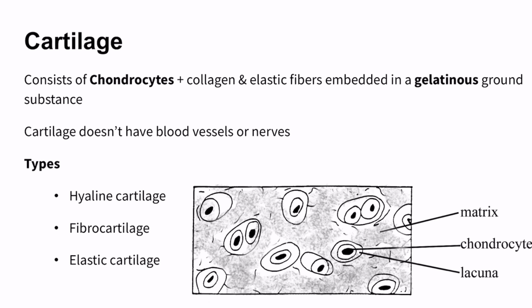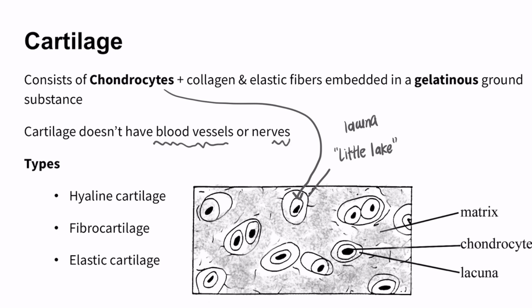Instead of these being called fibroblasts, these are called chondrocytes, and they reside in lacuna. Lacuna literally means little lake. It looks like a little lake, like a little bubble. So that's what a lacuna is. And we have 3 types of cartilage: hyaline cartilage, fibrocartilage, and elastic cartilage. And cartilage is actually one big outlier of connective tissue in that it does not have blood vessels or nerves.